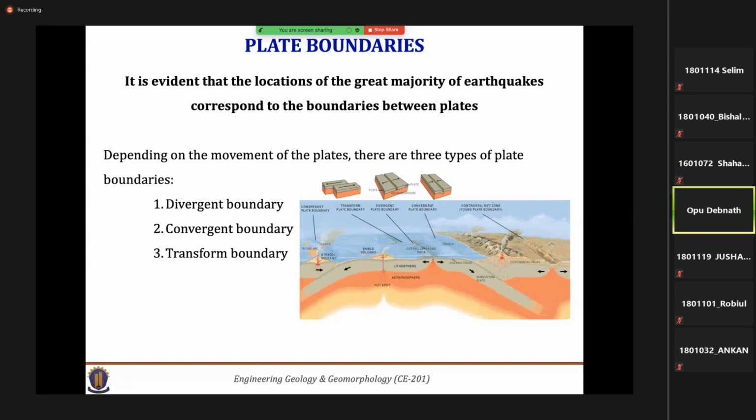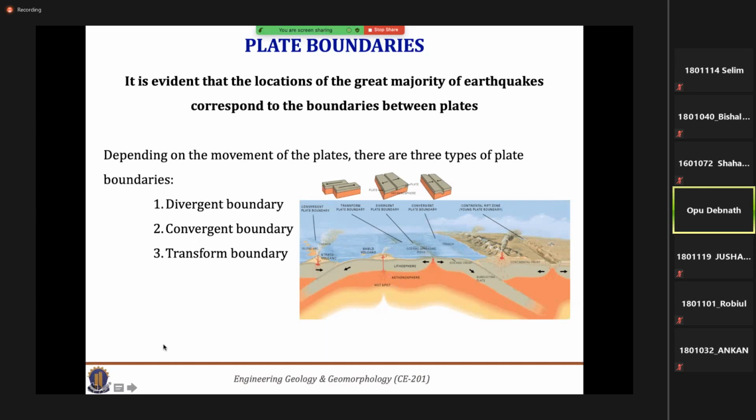So due to these forces, the movement occurs, and based on the movement, the plate boundaries are classified. The first one is the divergent boundary, the second one is the convergent boundary, and the third one is the transform boundary. So let's start one by one. First one is the divergent boundary. These terms are generally known to us.